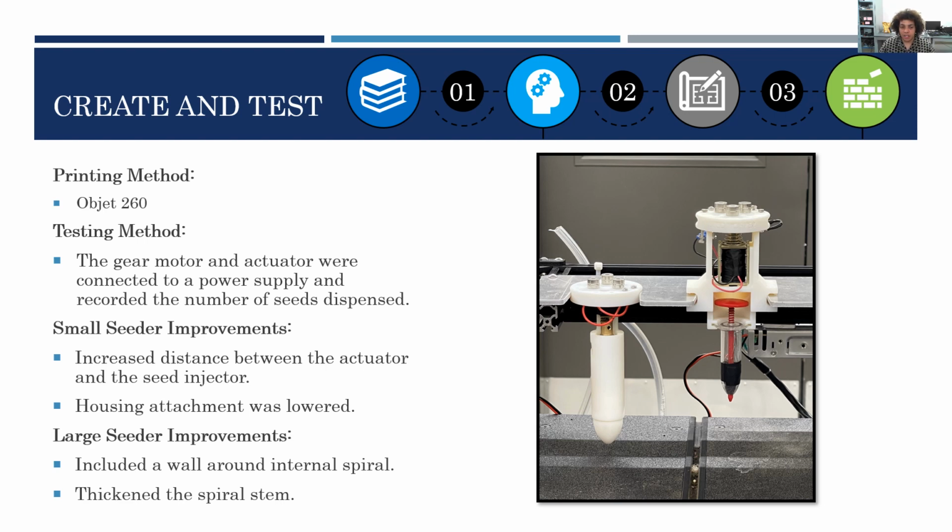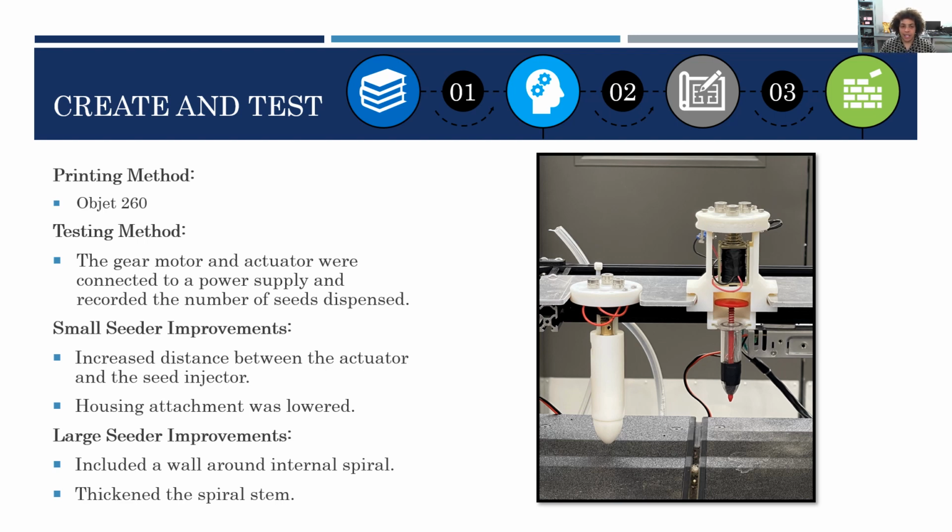seeds being dispensed. For the large seeder, many seeds would get crushed as the spiral rotated. To correct this, walls on the outer portion of the spiral were inserted along with a wall behind the dispensing hole. After testing the dispensing methods, a housing test was conducted.